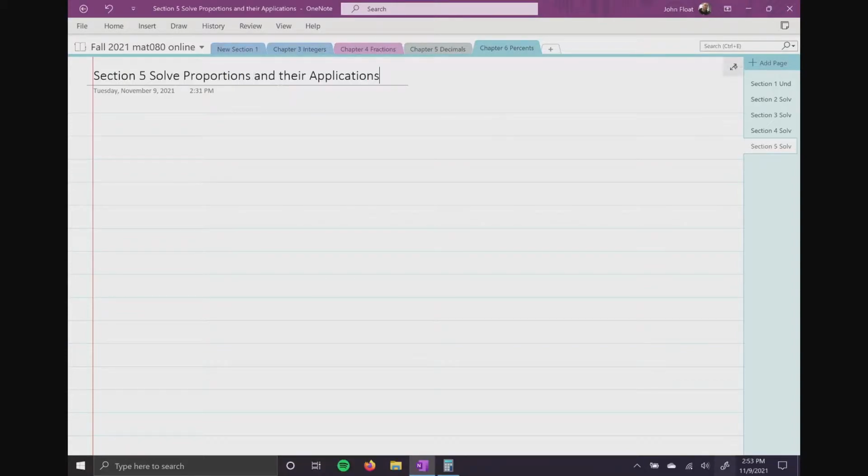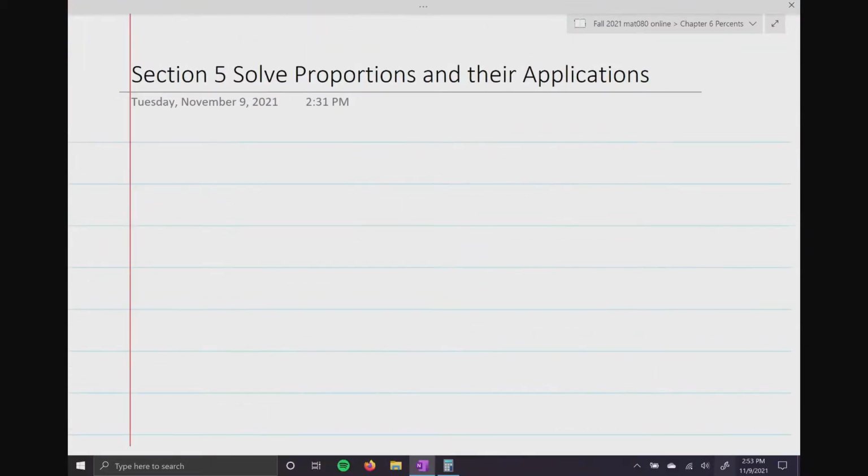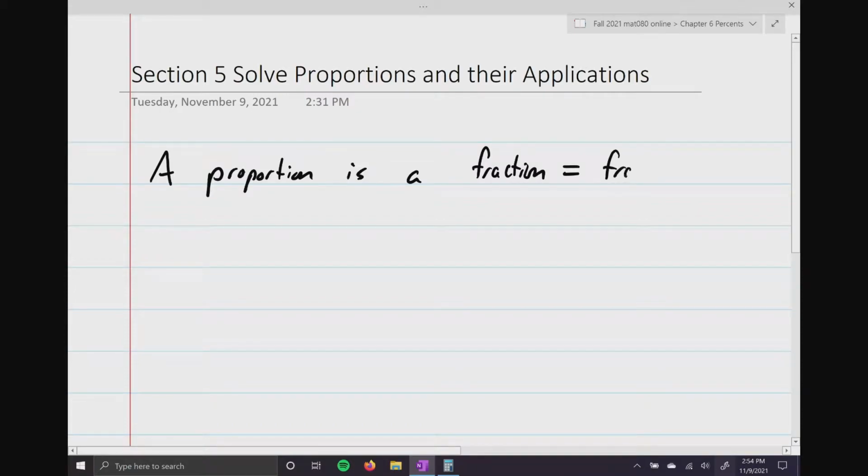All right, so here's our last section, which is section 5, which is nothing more than just solving proportions and their application. So first, I want to go over what a proportion is. In general, a proportion, in its simplest form, is a fraction equal to another fraction. That's how simple it is. So the easiest situation is this: A over B equals C over D, okay?